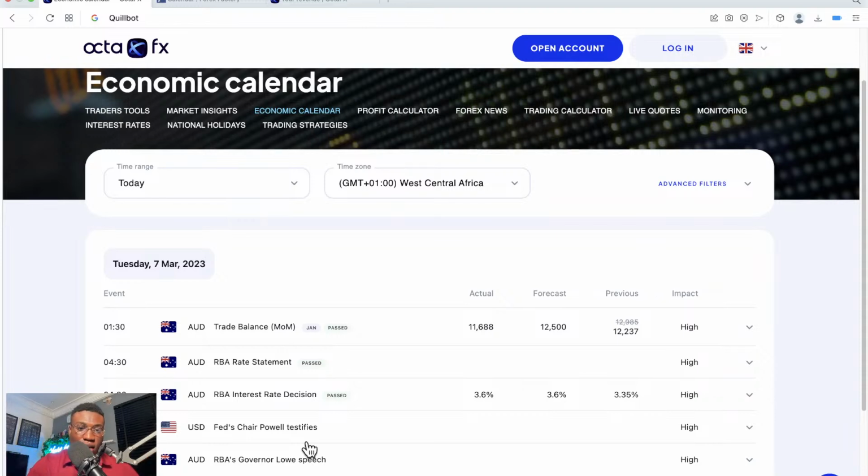We also had the Reserve Bank of Australia rate statement and interest rate decision, and this has to do with the interest rate decisions made by the Reserve Bank or the board members of the Reserve Bank. From the reports today, it seems like the Reserve Bank of Australia is very close to done with the hiking cycle, and we're already seeing a further downside move in the Australian market. I'll also show you guys that when we switch over to the charts.